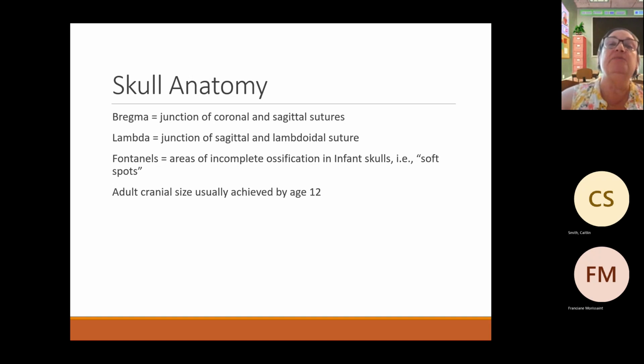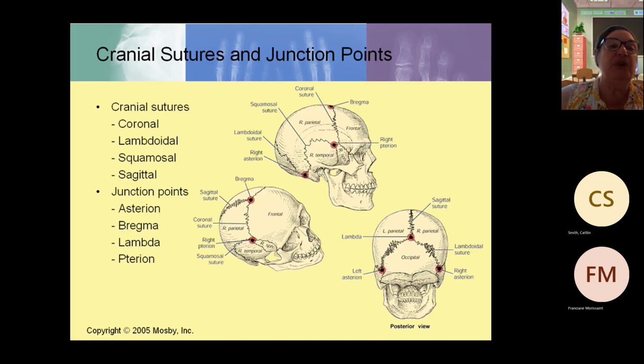Fontanelles are areas of incomplete ossification, and those are found in the infant, and we'll take a look at those. There are only 6 of those. Now, the adult cranium usually reaches its full size around age 12. So here you can see the different points that I was talking about.